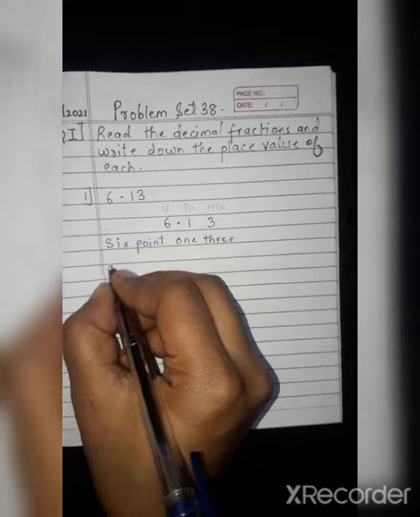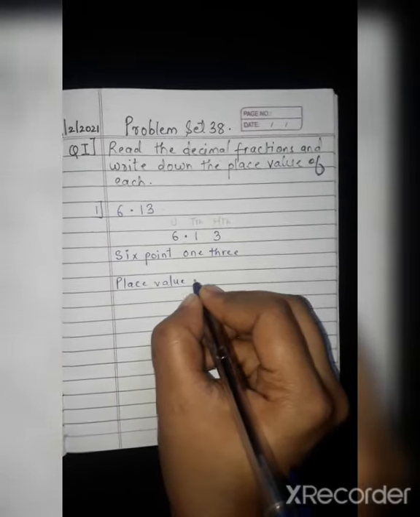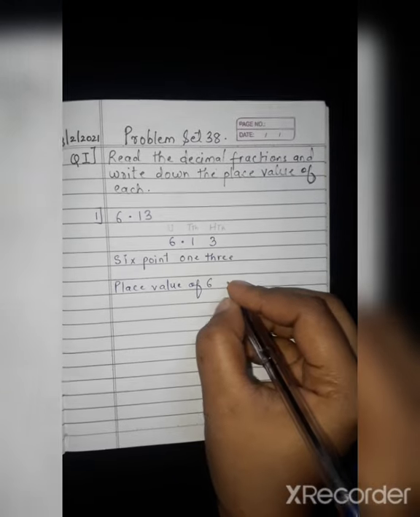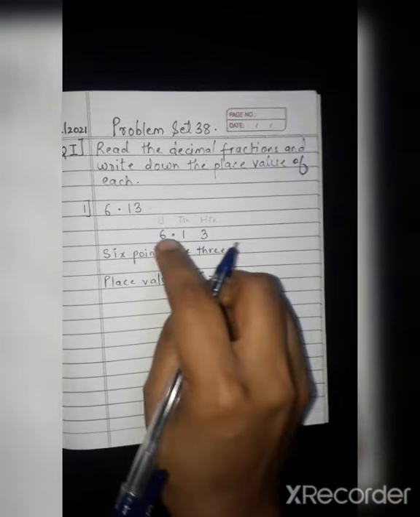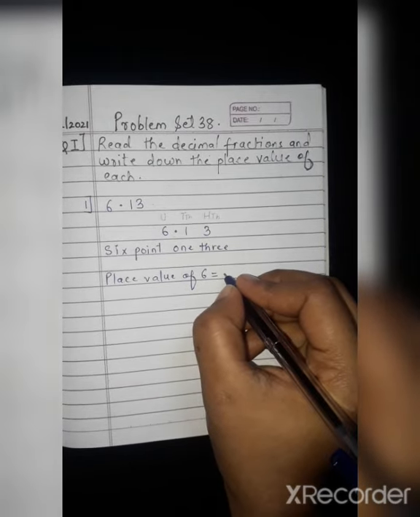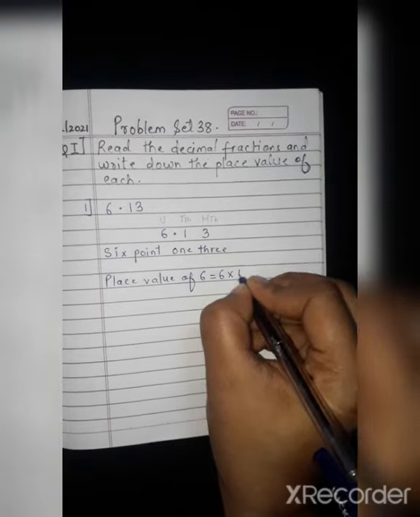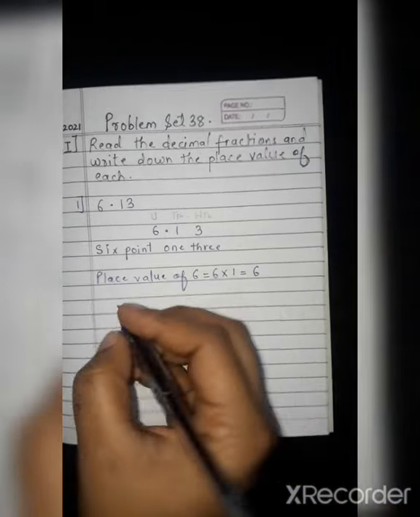Now place value of 6. So the place value of 6 will be... 6 is at which place? Unit place. So we will write as 6 multiplied by 1. The value of 6 will be 6.